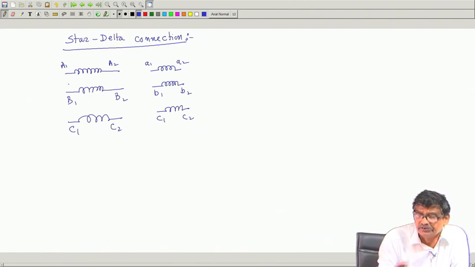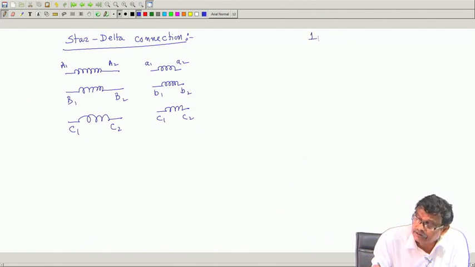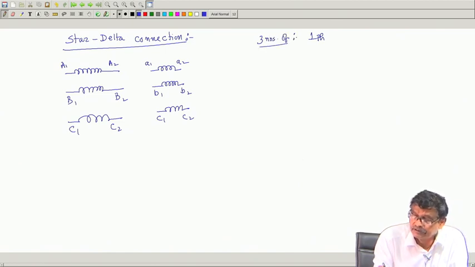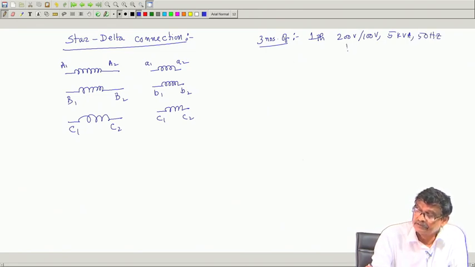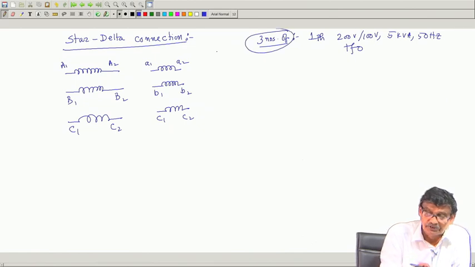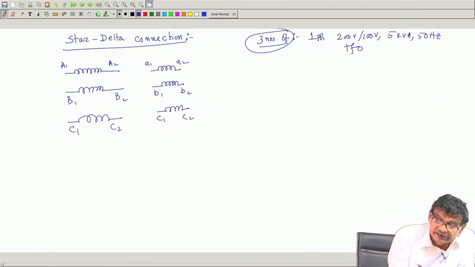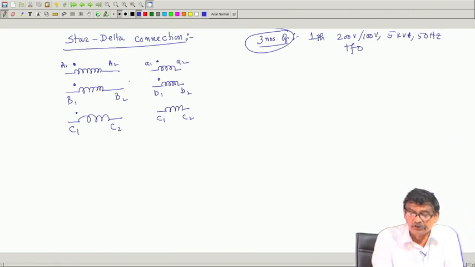That is understood, because the ratings of each single phase transformer, I have taken 3 numbers of this transformer. What is that? 200 volt, stroke 100 volt, 5 kVA, 50 hertz, single phase transformers. 3 numbers I have taken, each one of them is this. Now, as I have told you, I will always maintain this: these dots I have marked with 1 and other things left open. So, this is the dot convention.